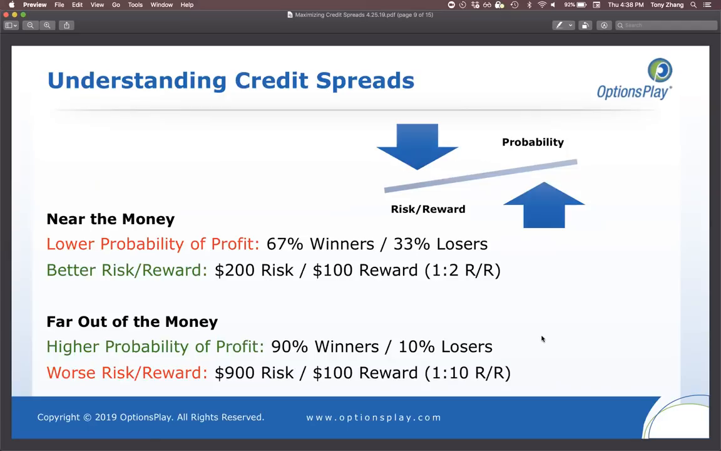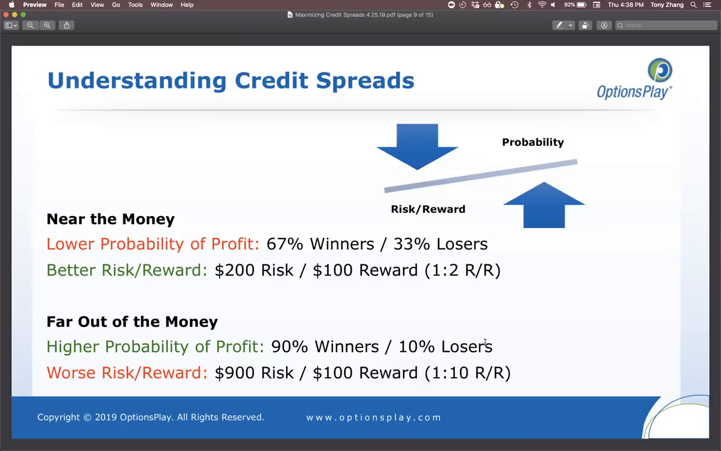And the reason we always suggest that you keep to this end of the spectrum, selling credit spreads near the money, is that in far out of the money credit spreads, even when you have 95, 99% winners, that one loser you have will likely wipe out all of the trades you've made prior to that, if not more. And that's just not a good strategy in the long run. It's what we call collecting pennies in front of a freight train.